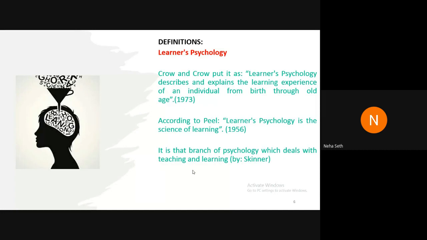Then another definition says that learner psychology is the science of learning, that we are learning right from birth, as I said. It is a branch of psychology which deals with teaching and learning. So educational psychology is about how teaching and learning can be effective. This definition was given by Skinner. Please move ahead. Next slide, please.